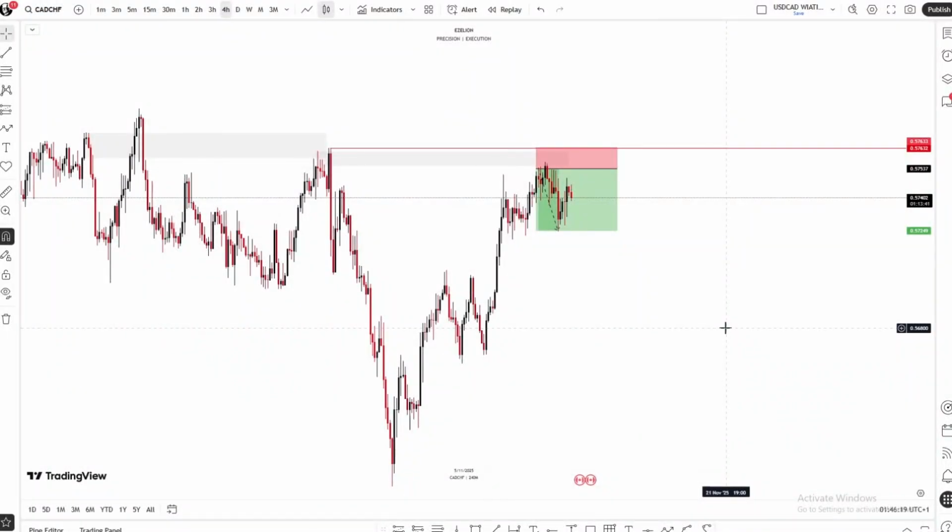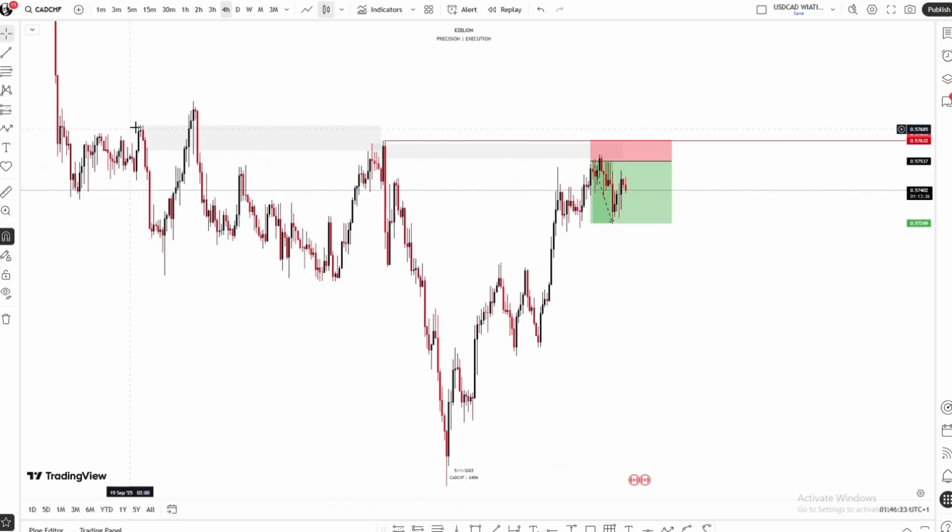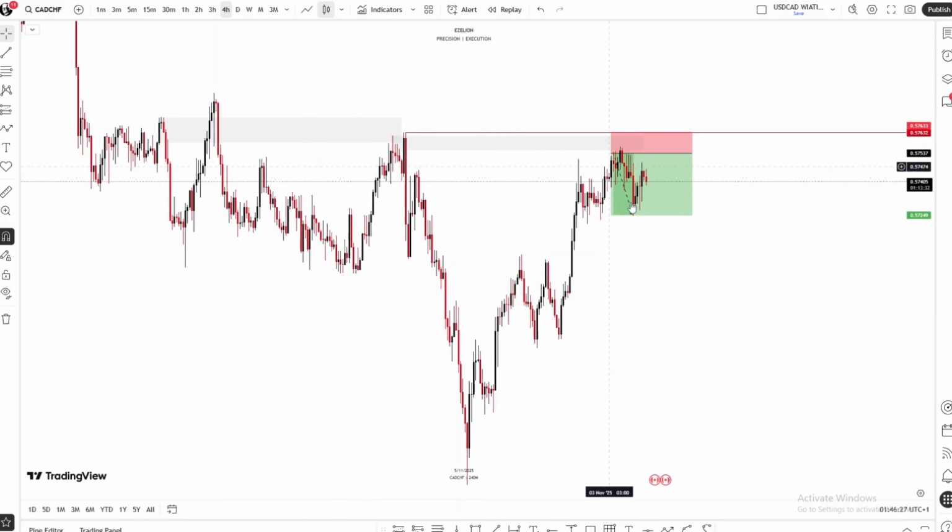Okay, so now this second example is on CAD CHF. And what do we have here? We have two setups in this place. We were able to catch these two setups. I think I posted all of them in the free Telegram channel. Definitely go and check it out. I usually post setups back to back.